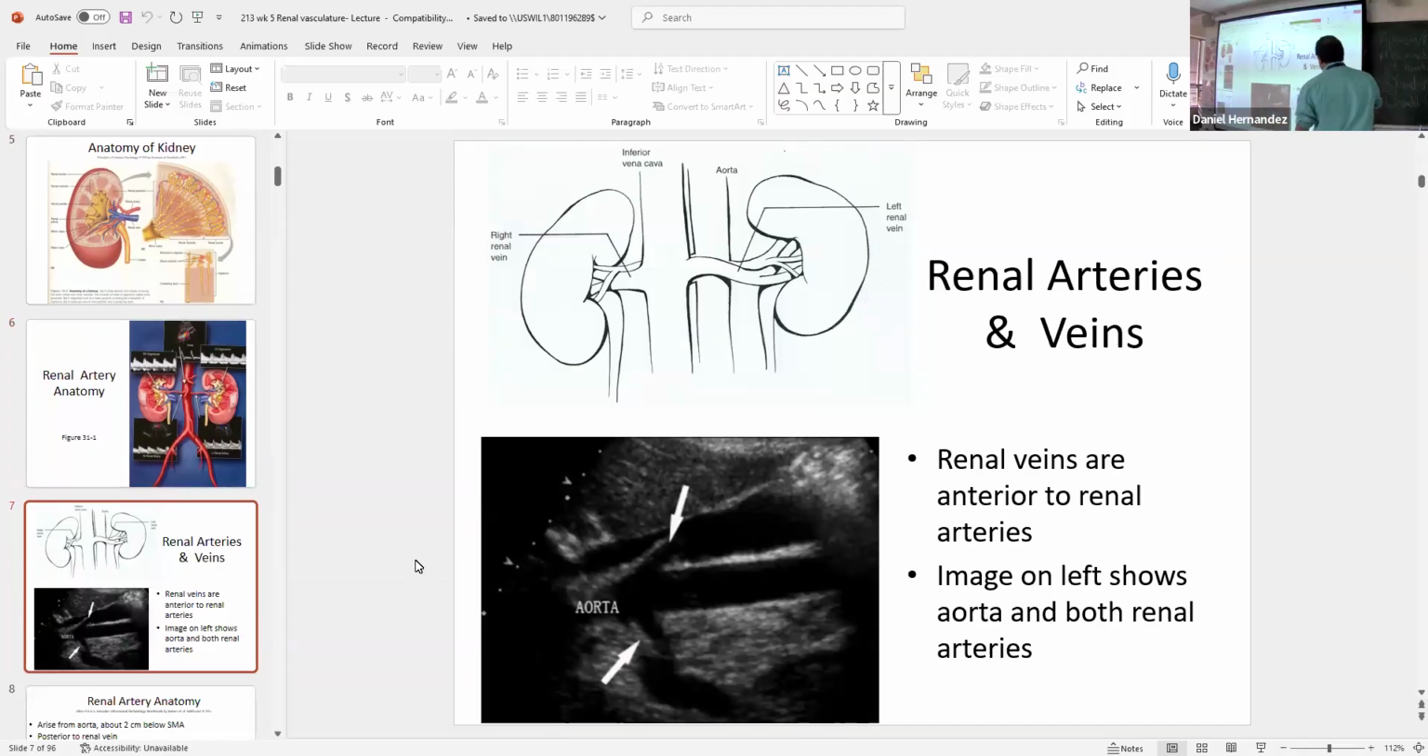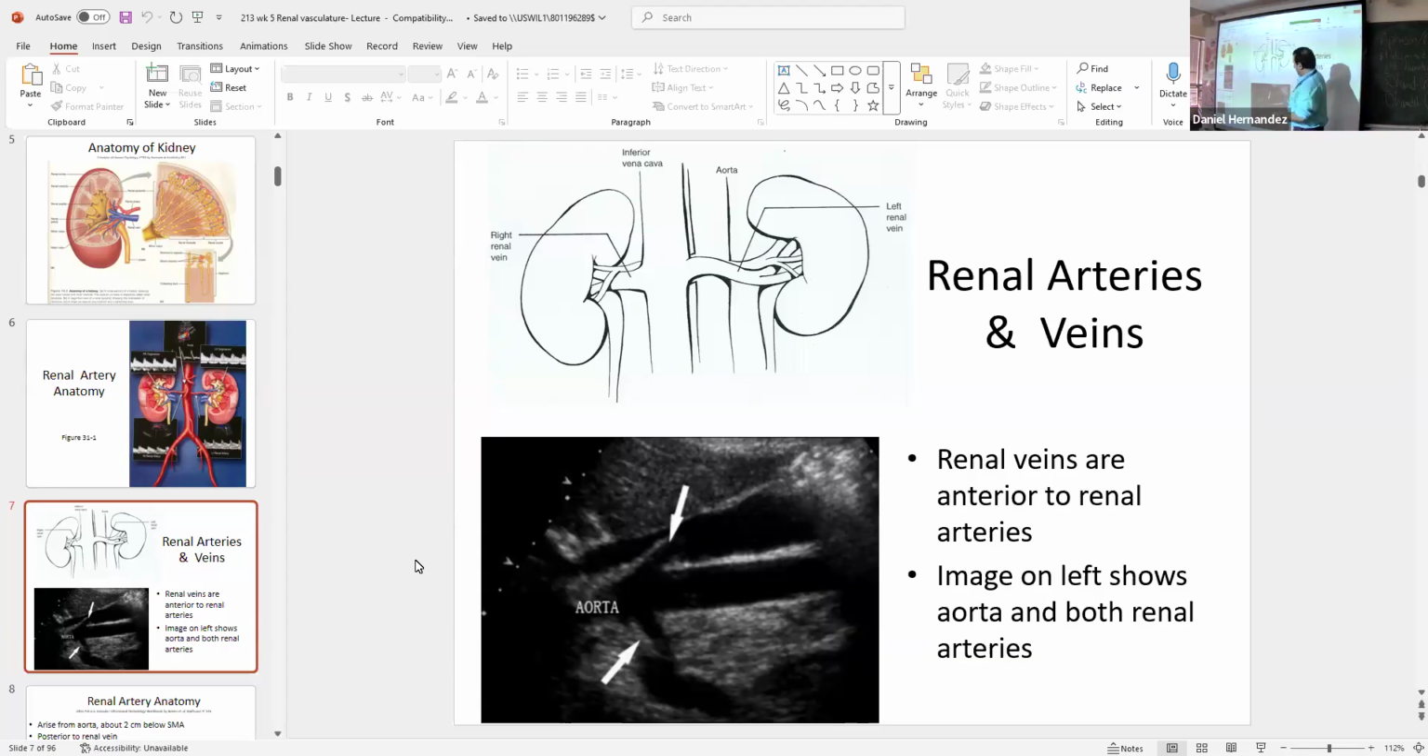So renal arteries and veins. The renal veins are anterior or in front of the renal arteries. So when we're scanning from the anterior approach, the veins are going to be on top of the arteries, so they're going to sit anterior to the arteries. So this image on the left shows the aorta with both the renal arteries branching off.